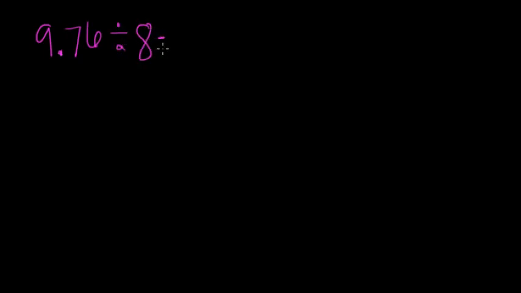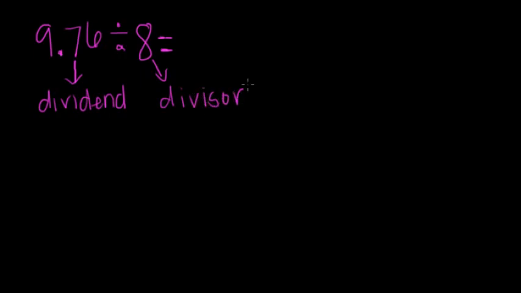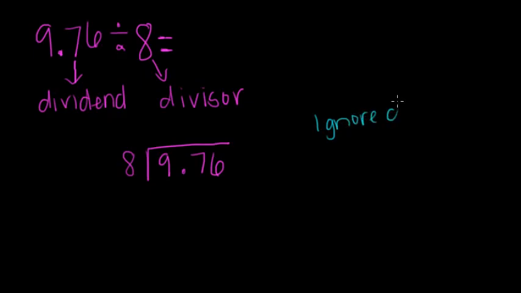9.76 divided by 8. Okay, we're going to pretend it's 976 divided by 8. We're not even going to pay attention to the decimal right now. Now you can't forget it later, okay, but you need to pretend it is 976 divided by 8. 9.76 is the dividend, 8 is the divisor, and this is how you would set it up. Alright, again reinforcing to ignore the decimal in the beginning.